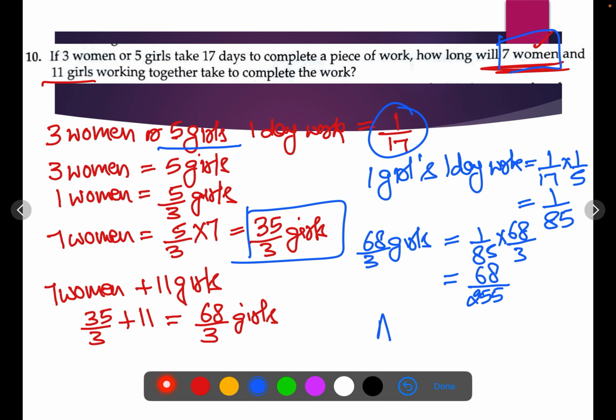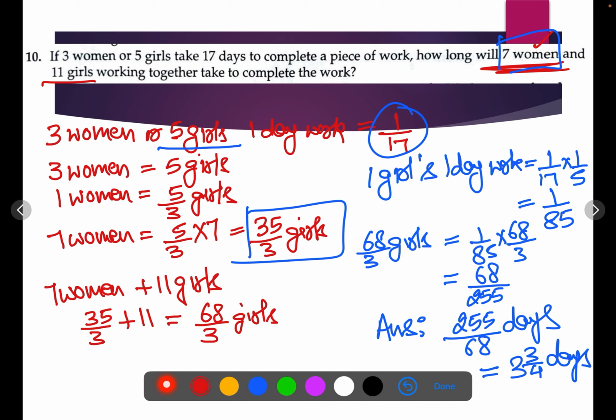Right. So how much time is it taking? 255 upon 68 days, which is 3 by 4 days. My final answer.